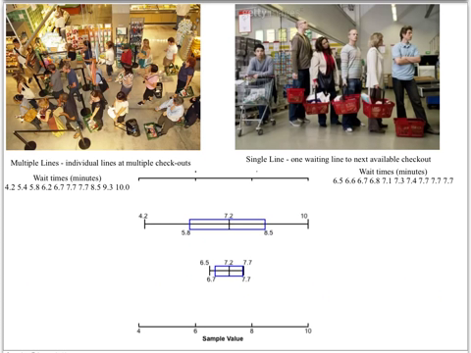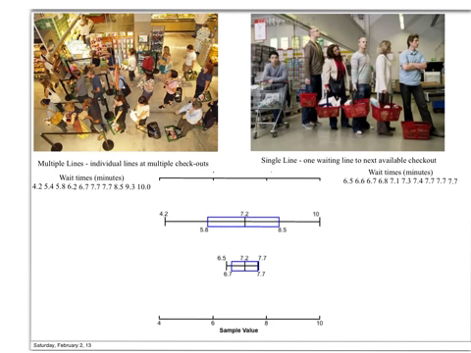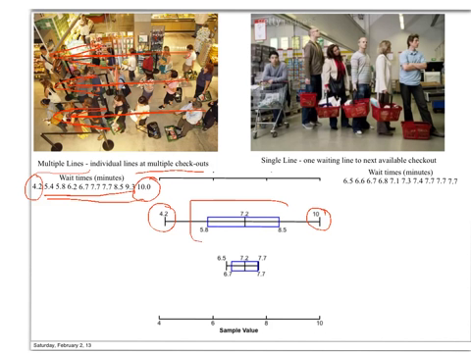Here's an example of two different data sets which are obtained by looking at the waiting times in minutes for people standing in line. In the first situation, there are multiple lines going to multiple checkouts. So everyone's standing in a line, and they go to the checkout for that line. These are the wait times in minutes, so we have 10 values. The smallest value here is 4.2, and the largest value is 10, and you can see that the rest of the data values are inside of this blue box.